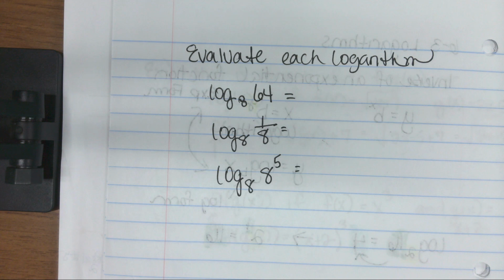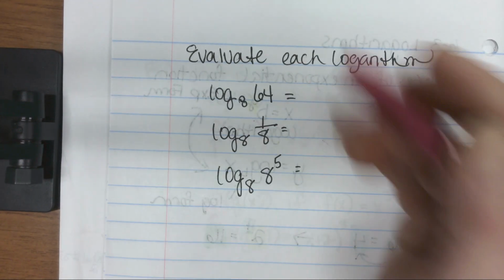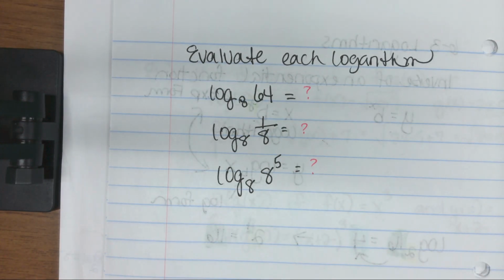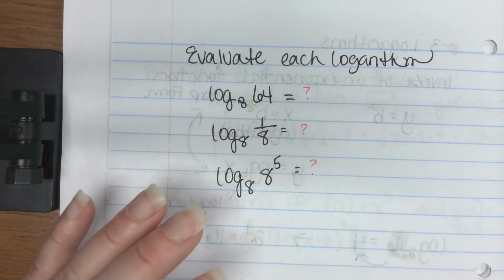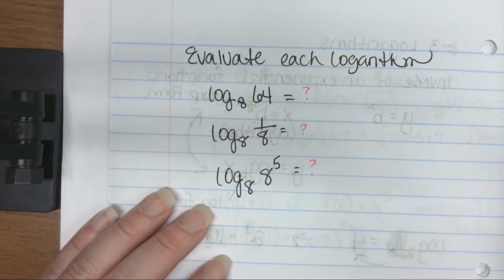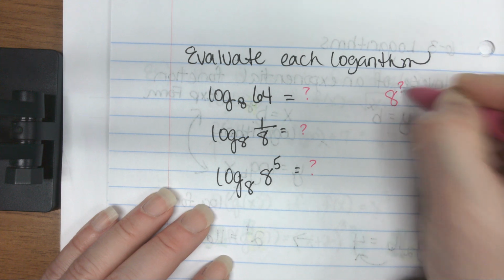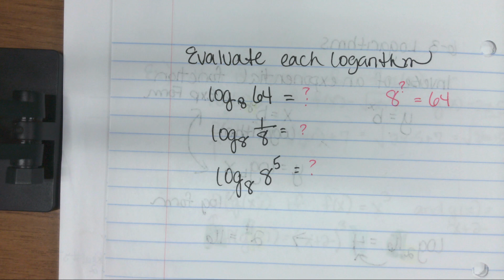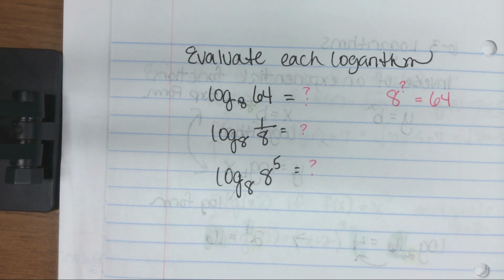So what I like to do is this is what we're trying to find, right? I'm putting a little question mark here. I like to write what we're really doing just in case, you know, you're like, what are we doing now? Okay, this is the base, right? I am trying to figure out 8 to what exponent gives me 64. What is the answer to that? 8 to what exponent or what power gives me 64? 2. So the answer to this is a 2.